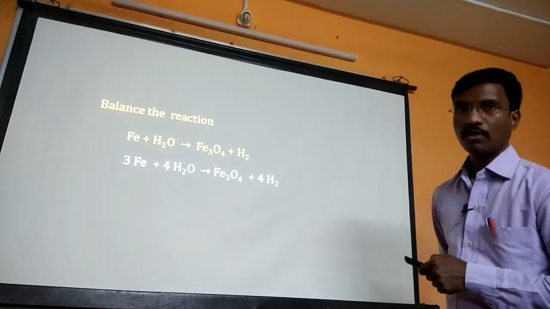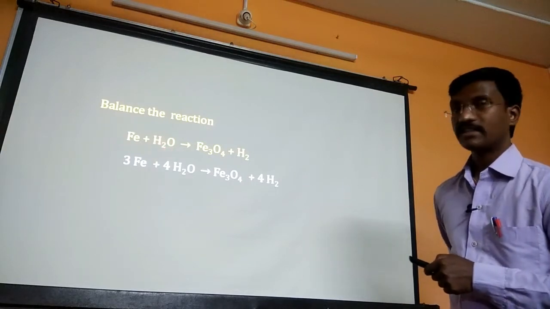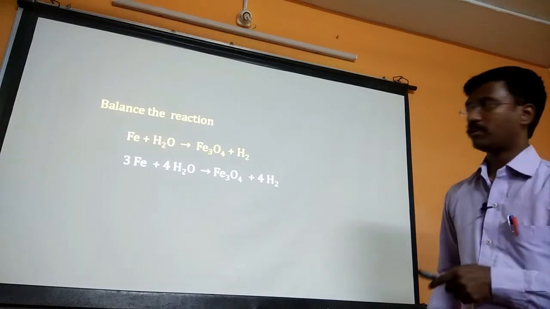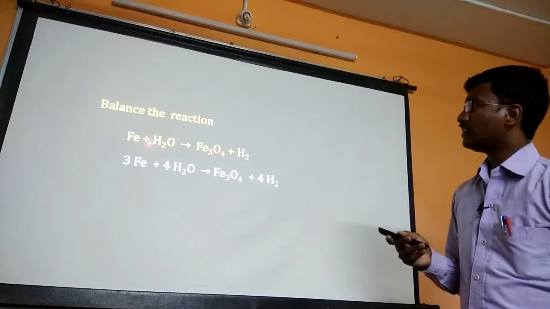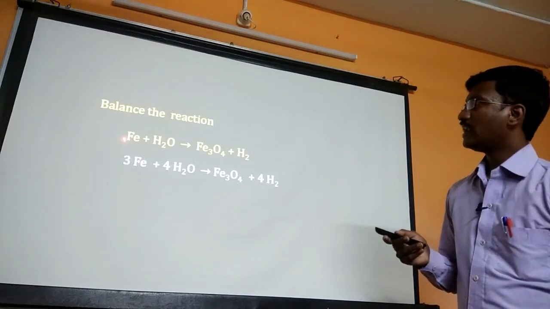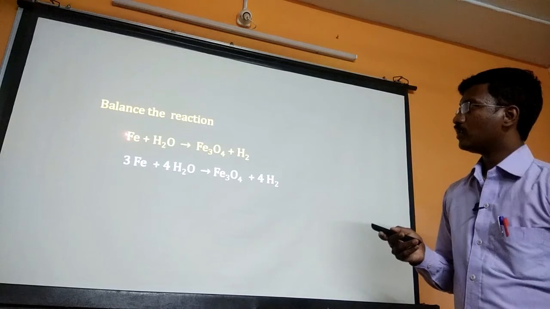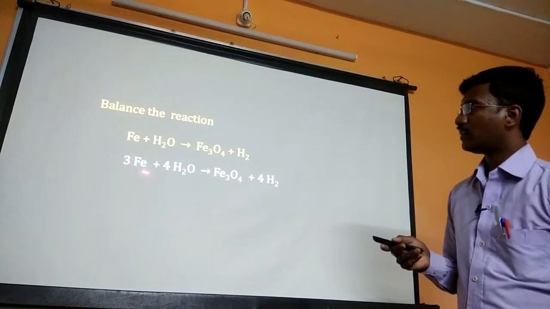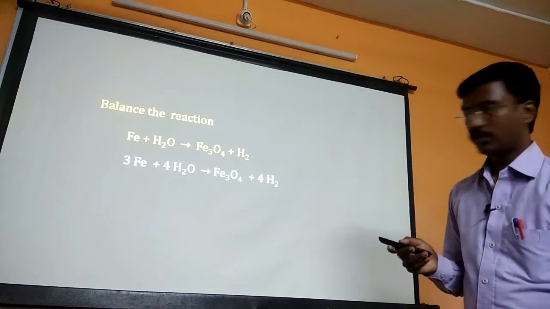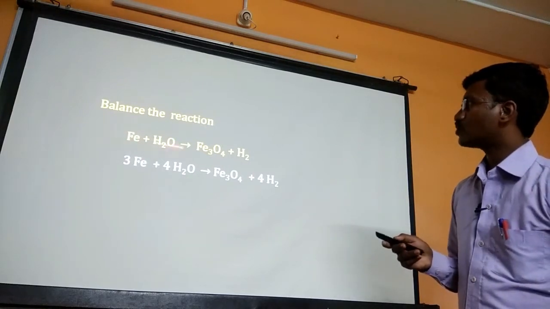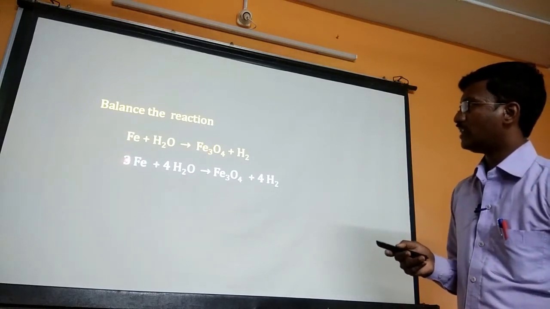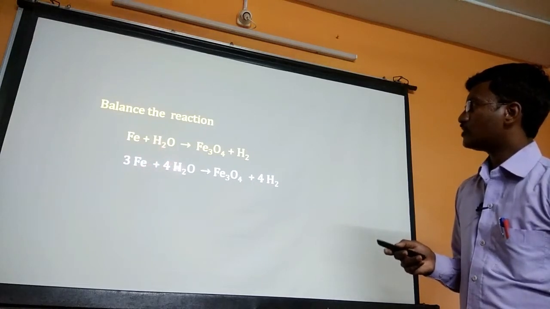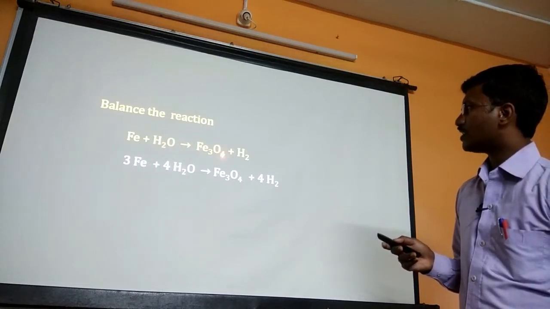H2O is the formula of water. We can't write H2O as H2O2. It's not possible. Therefore, while balancing the elements, we can write the numerical value beside the element. Fe is there. We can write 3 here, but never below the Fe. Okay. Therefore, the number of iron here is 1, here 3.